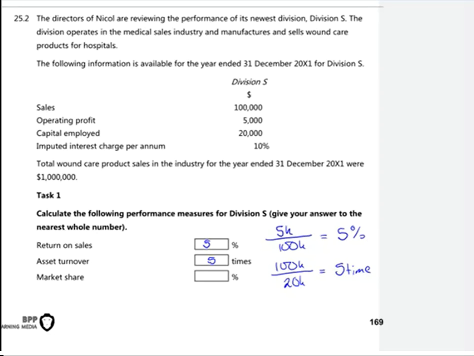And for market share, we're told we're generating 100,000 of sales out of a total market of 1 million. So that represents 10% of the market as a whole.